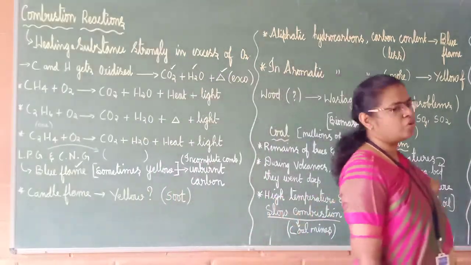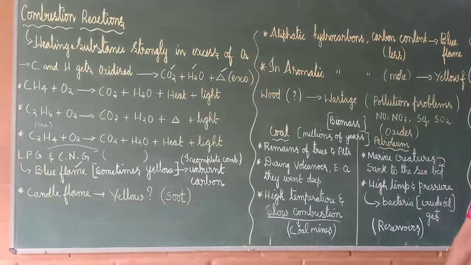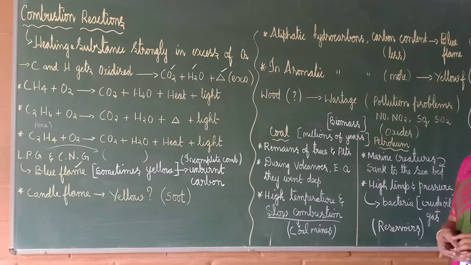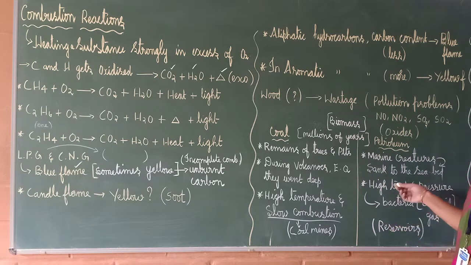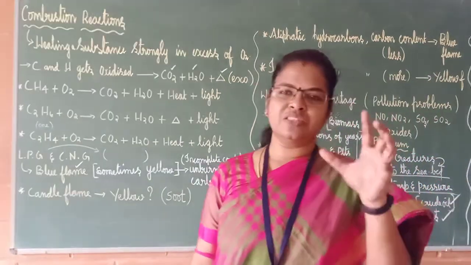Now petroleum. Petroleum also we are getting now. From where do we get petroleum? Millions of years ago, marine animals sank into the seabed, and because of high pressure and temperature, with the help of bacteria, they were converted into crude oil and gas. And now we are getting it from petroleum reservoirs, and that separation is very interesting to study.